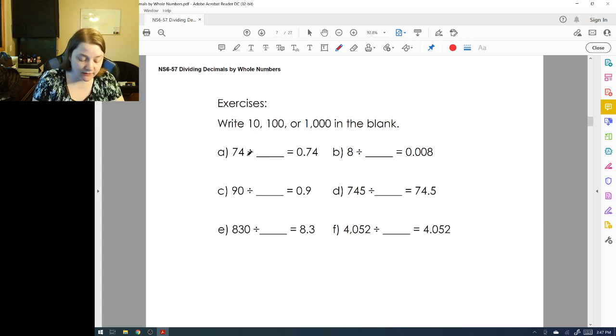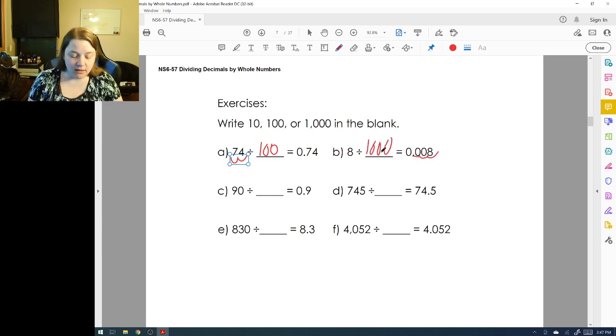74 to 0.74, that's 1, 2, so that's divided by 100. 8 divided by something equals 0.008. That looks like that decimal is moved 1, 2, 3 times, so that's divided by 1,000. 90 divided by something is 9/10. That decimal is moving twice, so that's divided by 100.